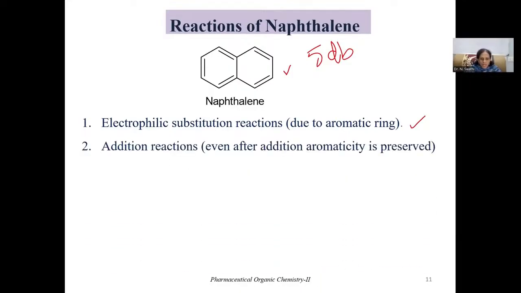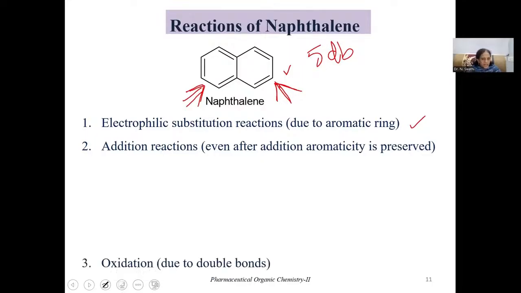Now the other type of reactions are addition reactions. It is because naphthalene consists of 2 aromatic ring systems. If the addition occurs with respect to one benzene ring system also, the aromaticity of the second benzene ring system will be maintained as it is. That means the aromaticity will be preserved. As a result, naphthalene upon addition reaction still gives corresponding aromatic compounds. It is because of that reason naphthalene undergoes addition reactions.